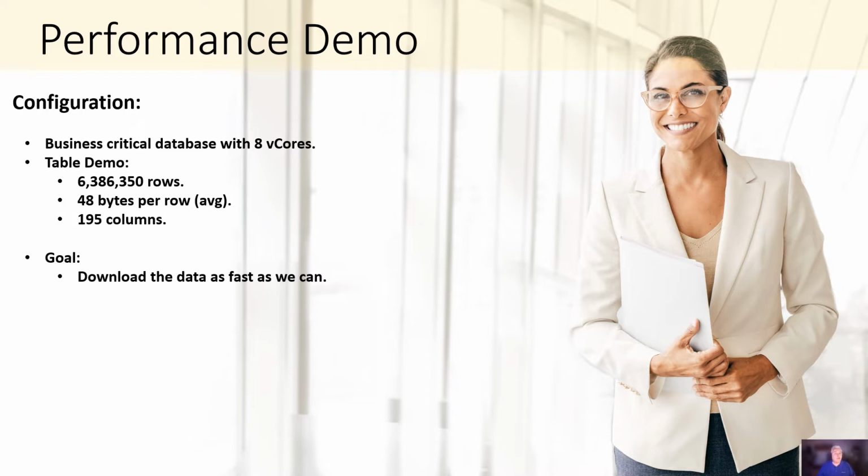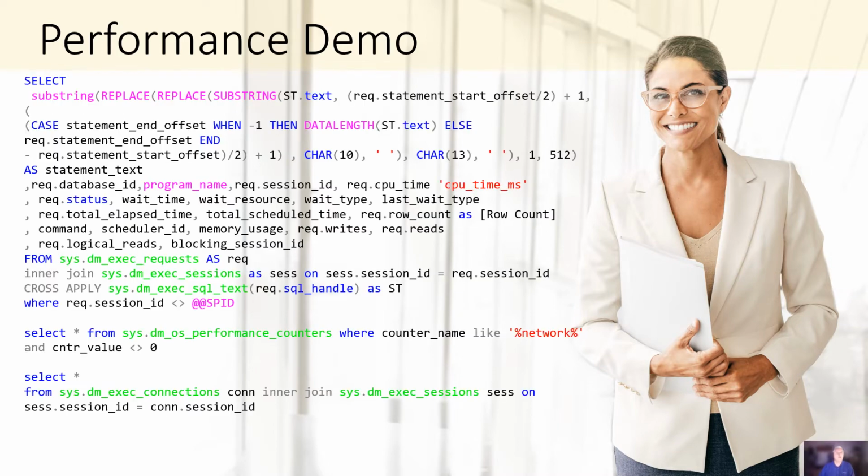The table that I'm going to use is called demo. Demo contains 6 million rows, around 40 bytes per row, and right now 195 columns. My goal is basically to download the data as fast as we can. While we are running this bulk insert, the main idea is also to monitor how the process is going, so we are going to run three queries.